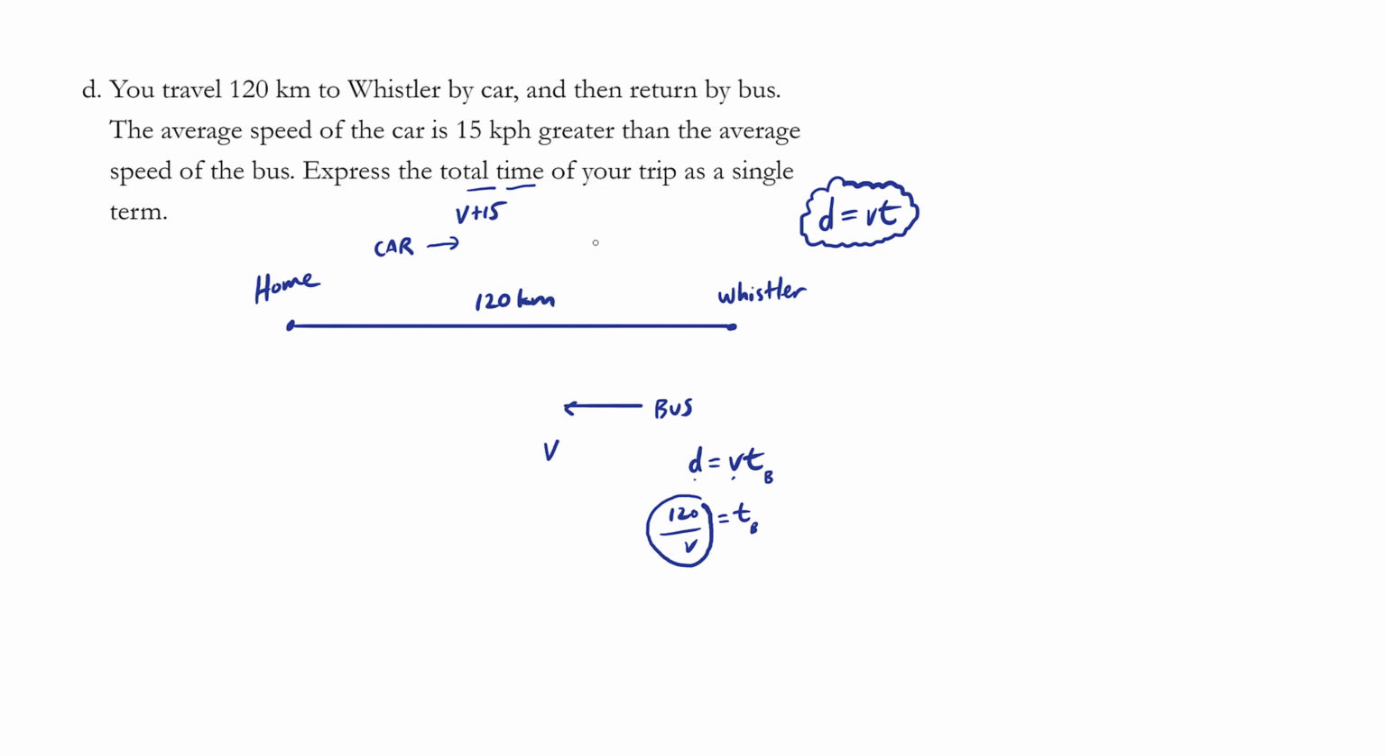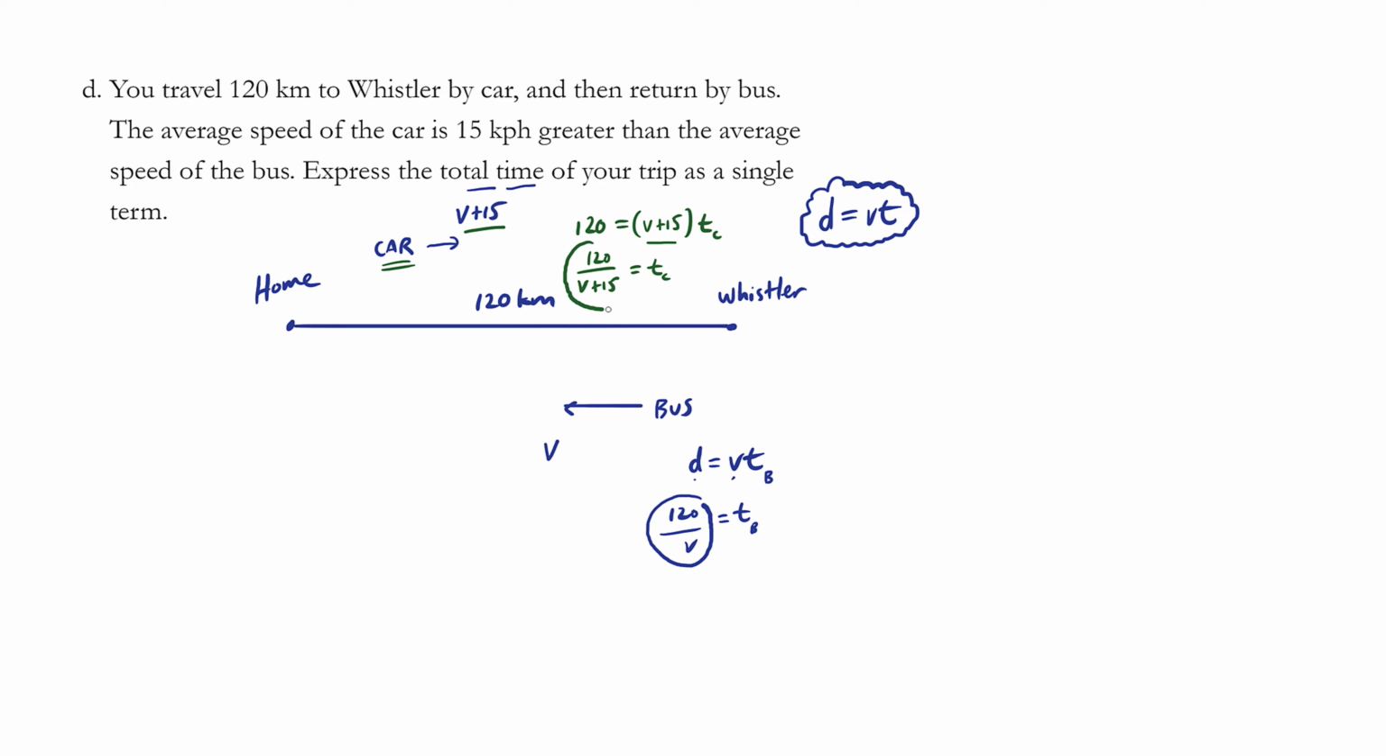Now let's do the formula on the way by car. We know that distance equals velocity times time, and the distance happens to be 120, is equal to velocity times time, and the time we're talking about is of the car. C stands for car. Now what is the velocity of the car? It's not just the v, it's v plus 15, faster. And so therefore divide both sides by this coefficient. The time of the car is equal to 120 divided by v plus 15.